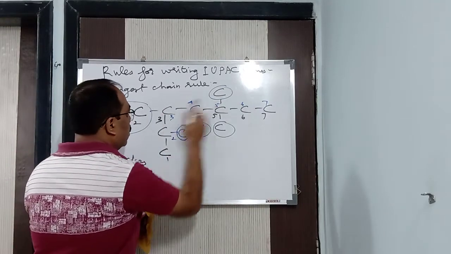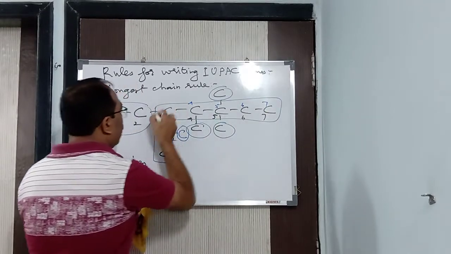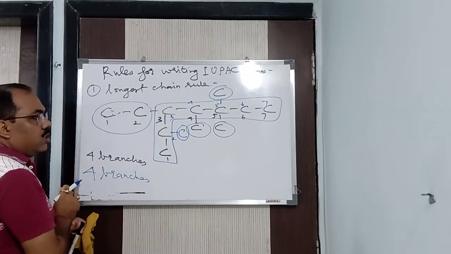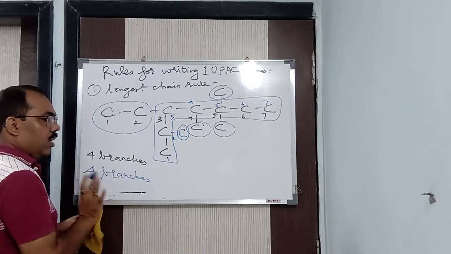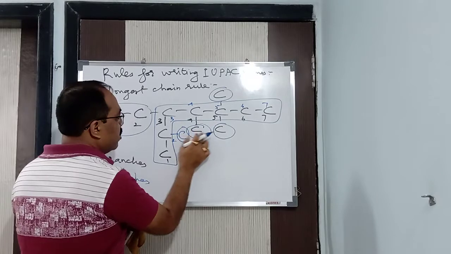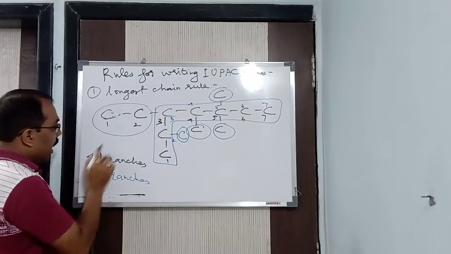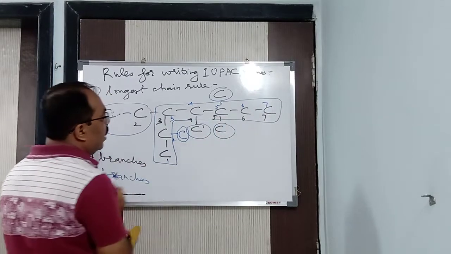Because this is your longest chain. I am making a box if you don't understand. See here, I have made a box now. Is it clear to you now? This is the longest chain, let us say I have taken it. Now how many branches are there here? 1 branch, 2 branch, 3 branch, 4 branch and 5 branch. Instead of 4, now it is 5.